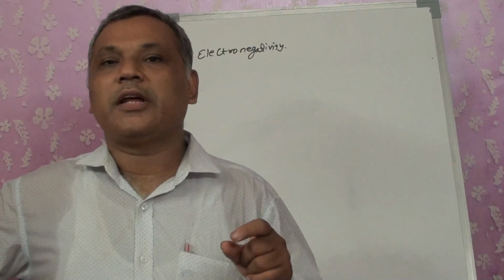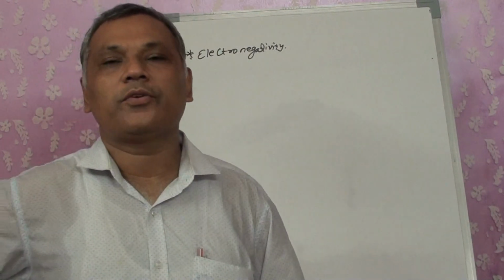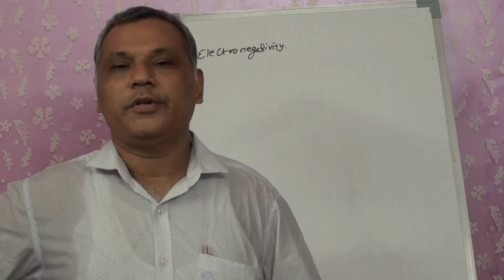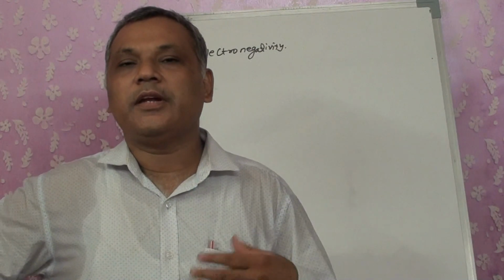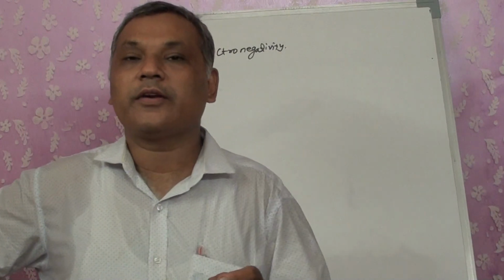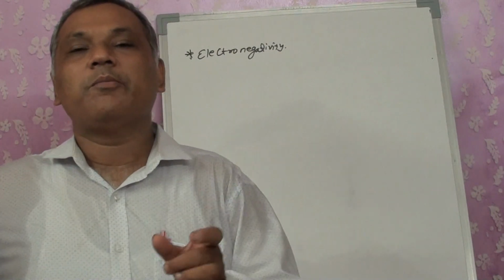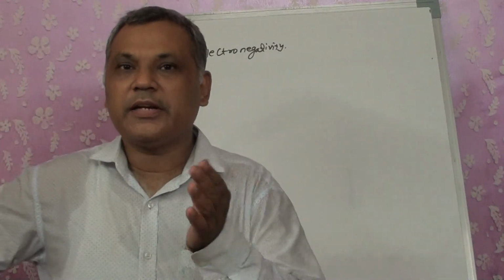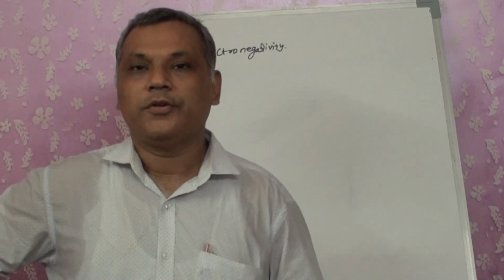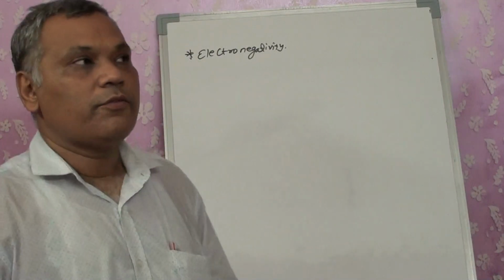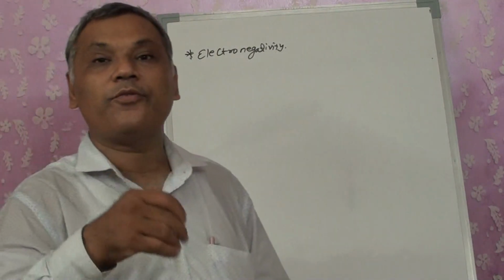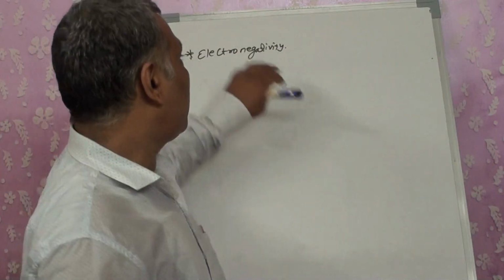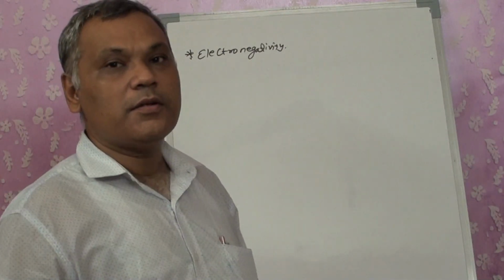Those elements which have a high tendency to gain electrons, we consider to be the most electronegative elements. Certain elements have a tendency to gain electrons with respect to some elements, but with respect to other elements they donate electrons. So their tendencies are different. As a result, we will again get a trend from left to right and top to bottom.